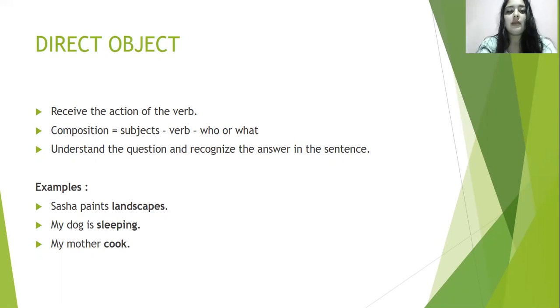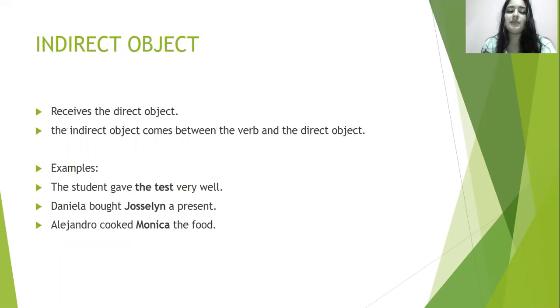Now we are going to talk about indirect object. The indirect object of a verb receives the direct object. In effect, the action moves from the subject through the verb to the direct object and then the indirect object. The indirect object comes between the verb and the direct object.